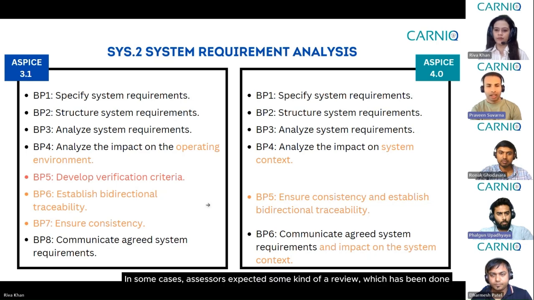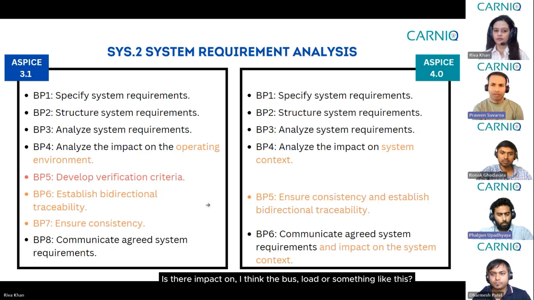In some cases, assessors expected some kind of a review, where we do a review to identify, okay, is there an impact on the memory because of this requirement? Is there impact on, I think, the bus load or something like this when it comes to the operating environment? And in some cases, something else was expected. It was not really clear. That's the problem with the standard.